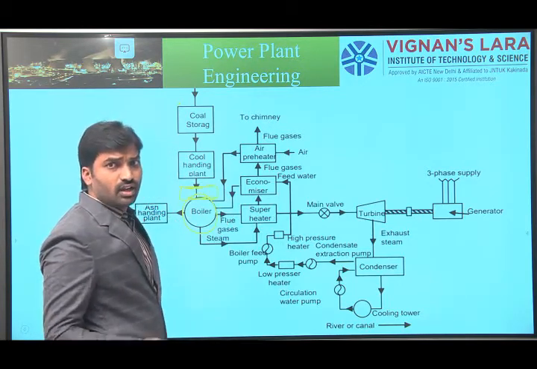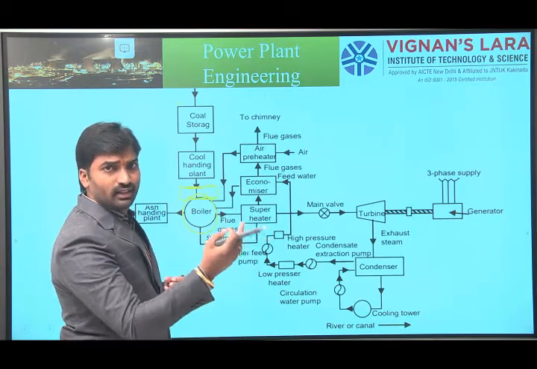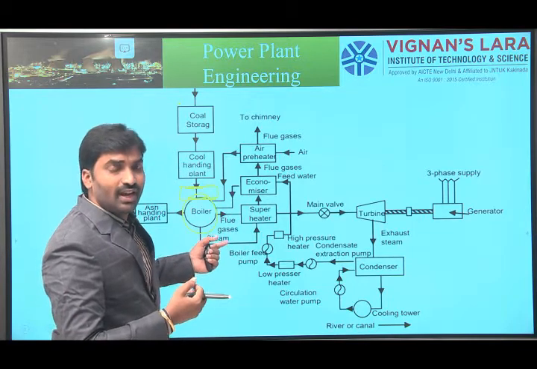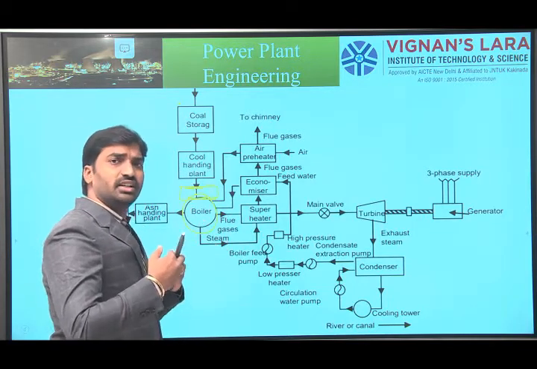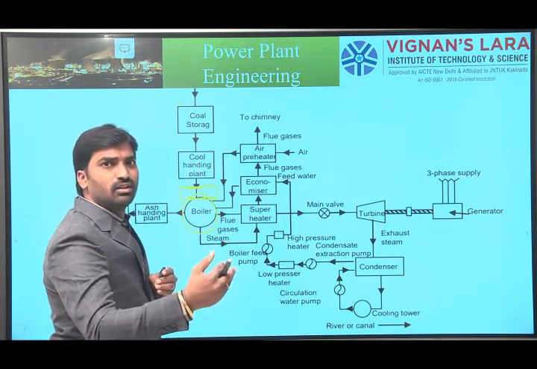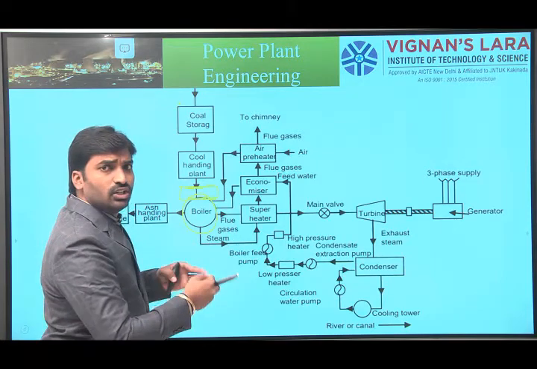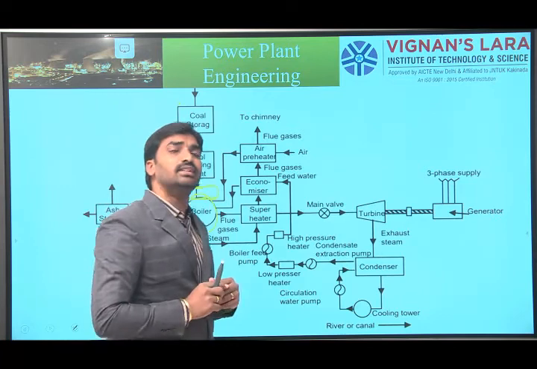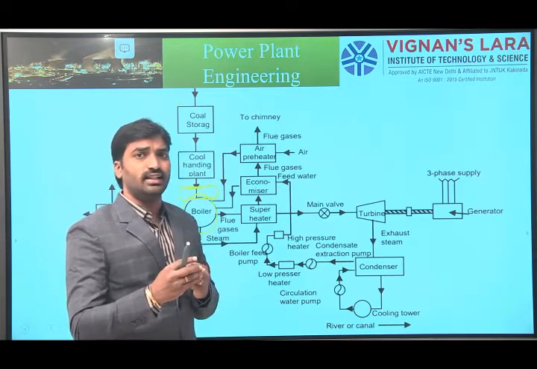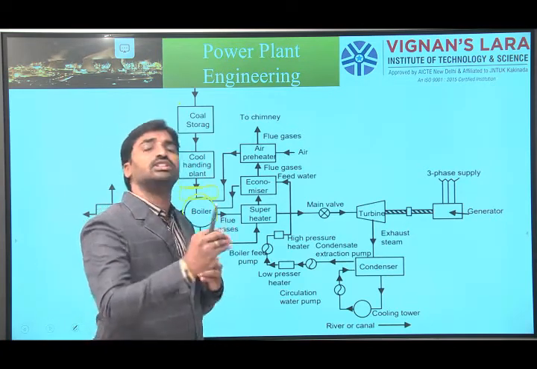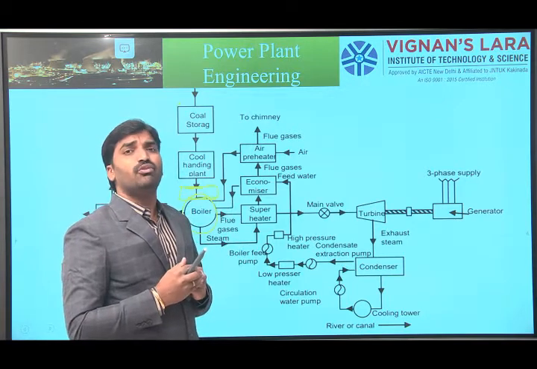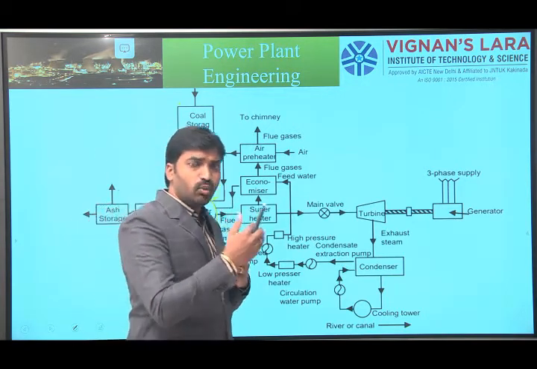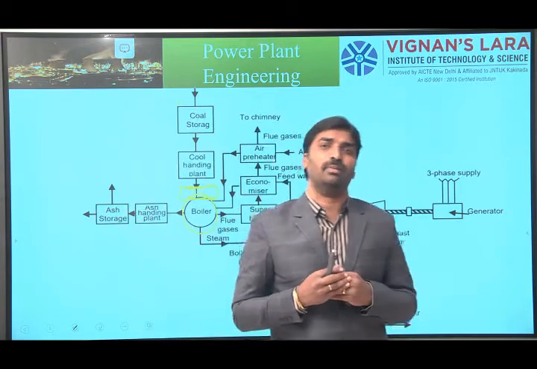Due to the heat release of the coal burning, that heat is absorbed by water. At a certain point, that water is converted into steam. So what is the boiling point of water? Generally we know that the boiling point of water is 100 degrees centigrade. After 100 degrees centigrade, the water is converted into steam. But we can't be sure that at 100 degrees centigrade, the entire water is converted to steam.